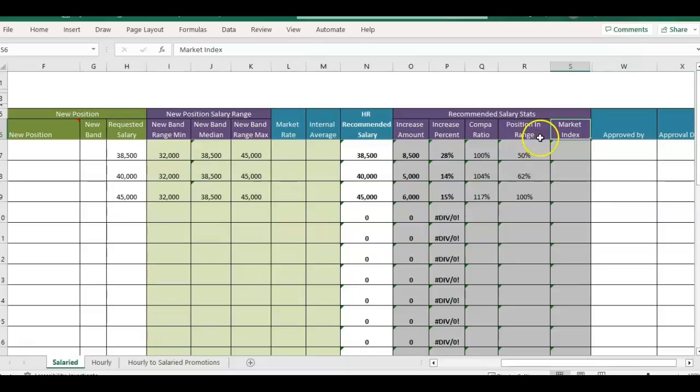So position and range. How did I calculate this 50%? The formula is already here, but I'll redo it so you can see.